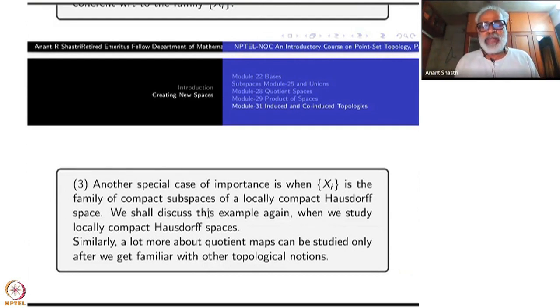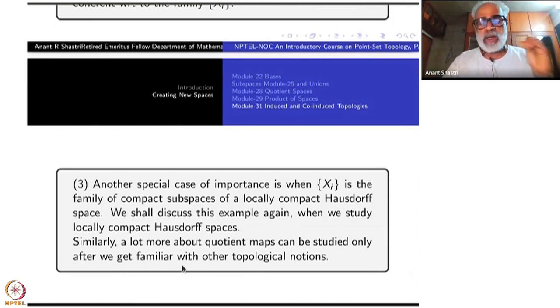So I am mentioning that because it is so important. Right now I will just mention that we are going to study this one later on when we study compact spaces and locally compact Hausdorff spaces and so on. Right now you don't know these terminologies, so don't worry about this. Similarly, a lot more about quotient maps can be studied only after we get familiar with other topological notions.